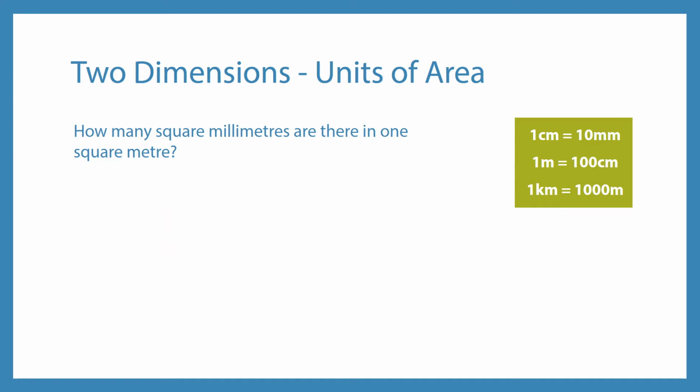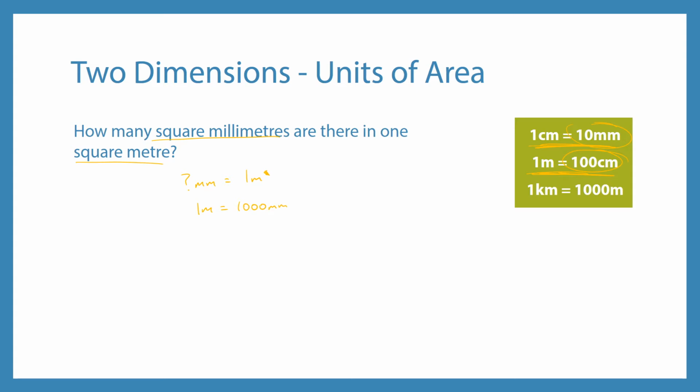So here we have an example of a question that we might get asked. We're being asked to convert between square millimeters and square meters. And before we worry about the square, we're just going to ask how many millimeters are in 1 meter. We can look over here. A meter equals 100 centimeters. 1 centimeter is 10 millimeters. So we just need to multiply these numbers together and we're going to get 1,000. So we know that 1 meter is 1,000 millimeters.